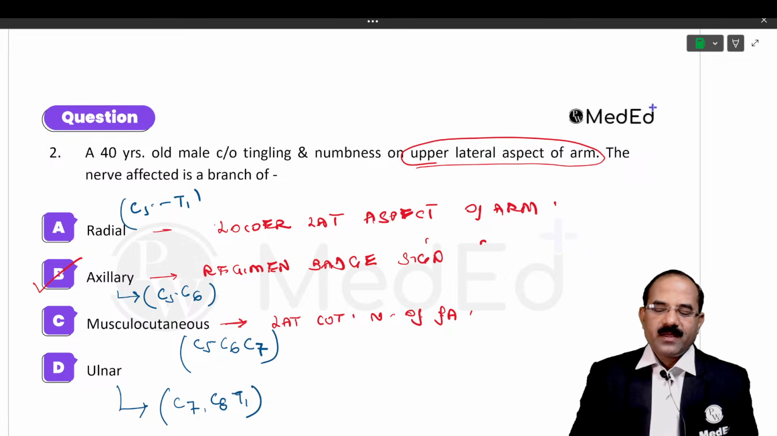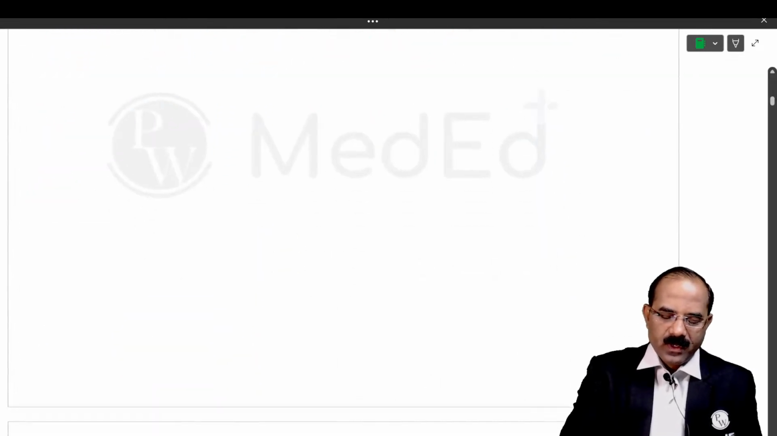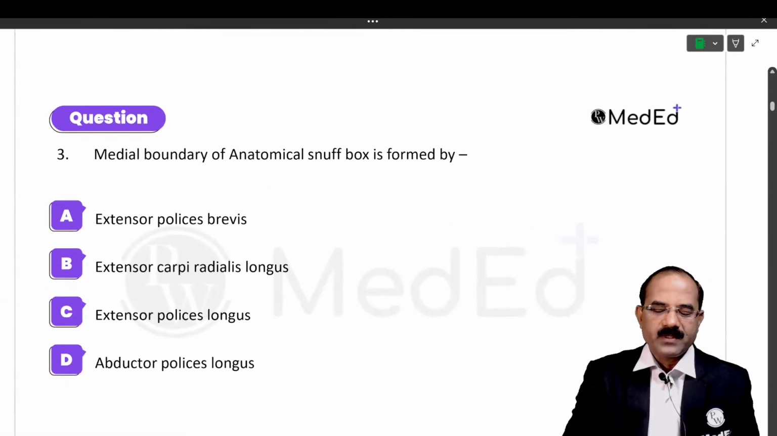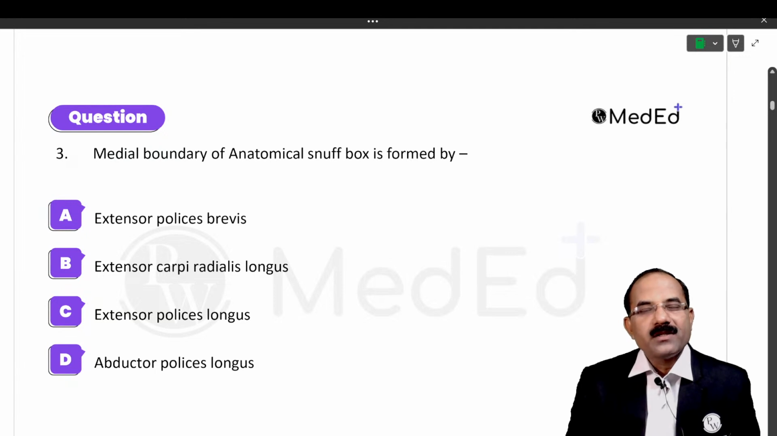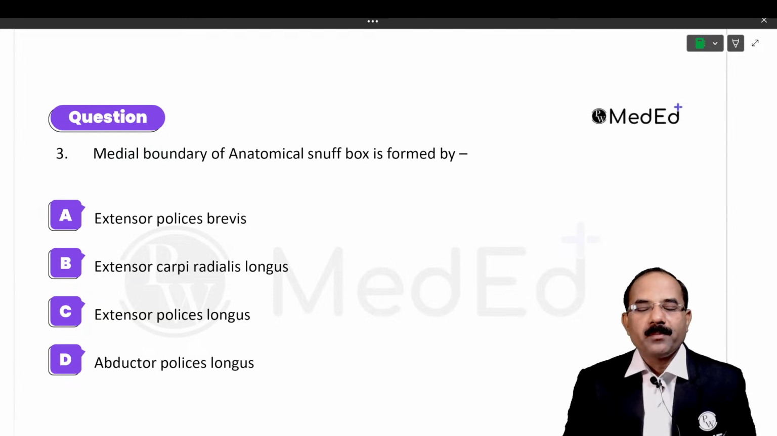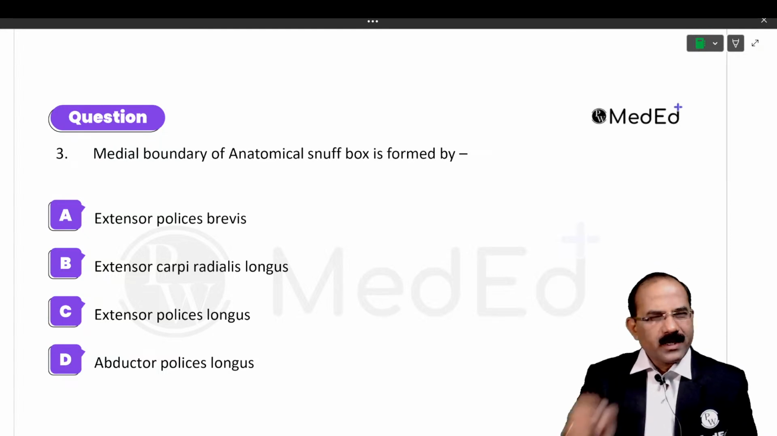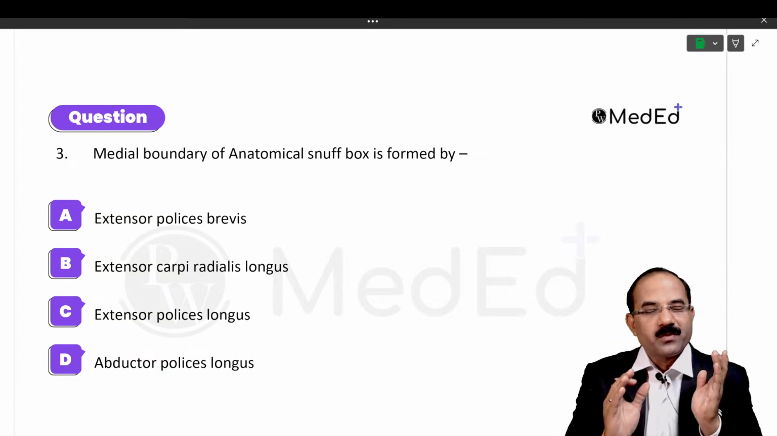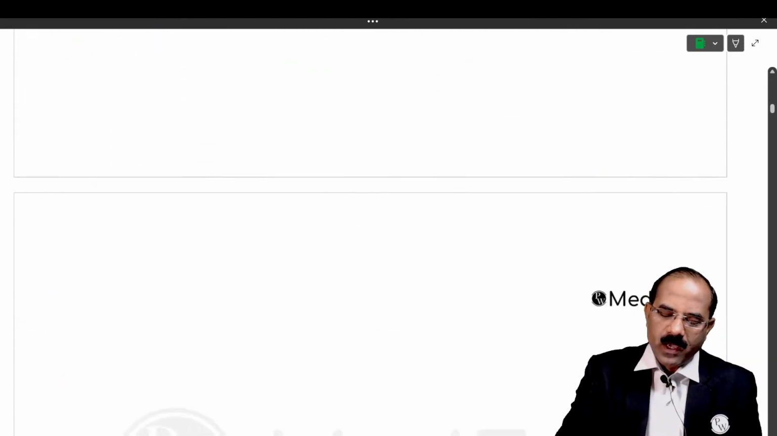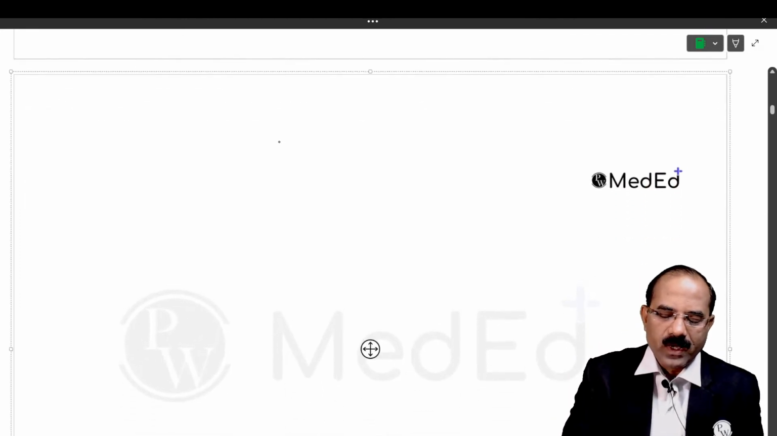Okay? Fine. Going to the next MCQ, students, have a look at this. The medial boundary of the anatomical snuff box is formed by, any guesses? I'll just draw one slide. This is a very important MCQ, children, and there is always confusion about the anatomical snuff box. Look how I make this slide.